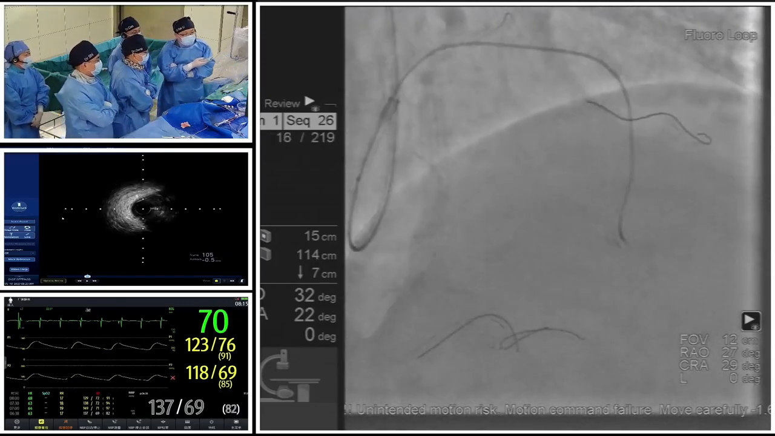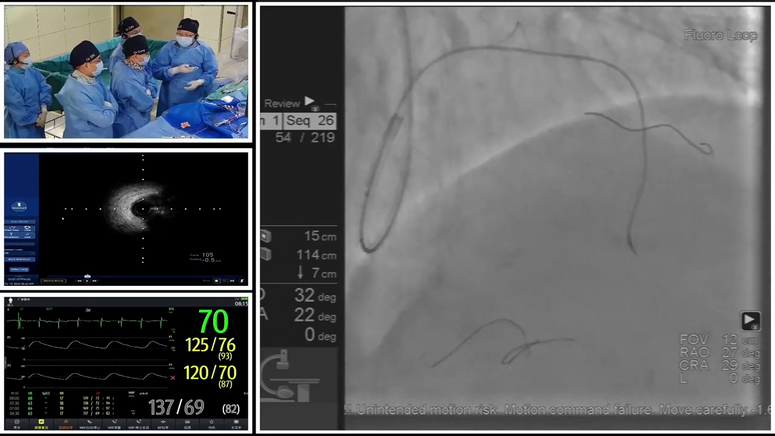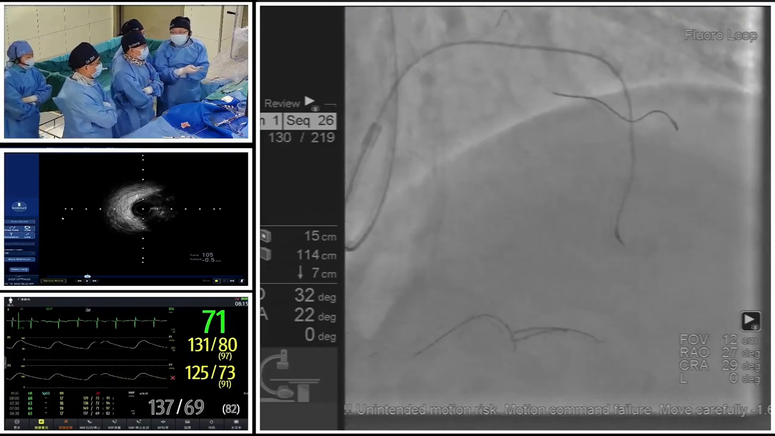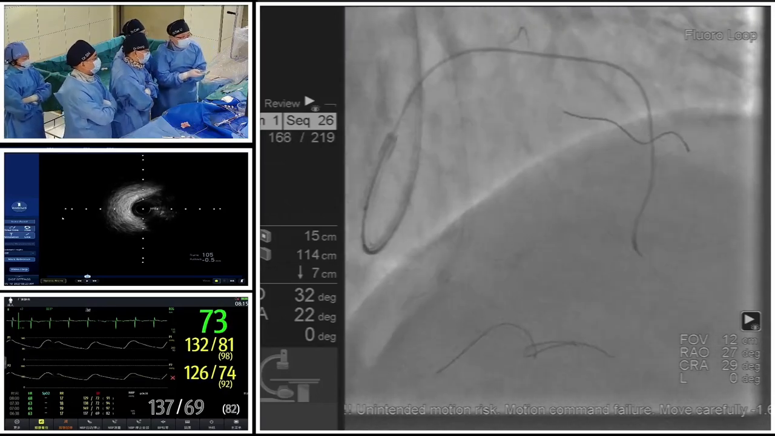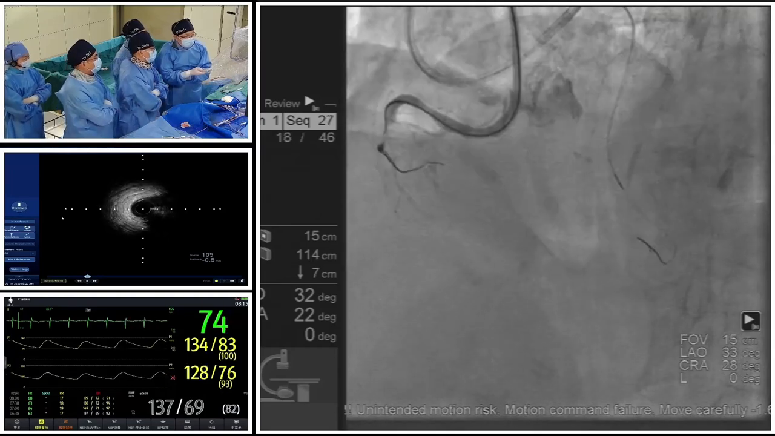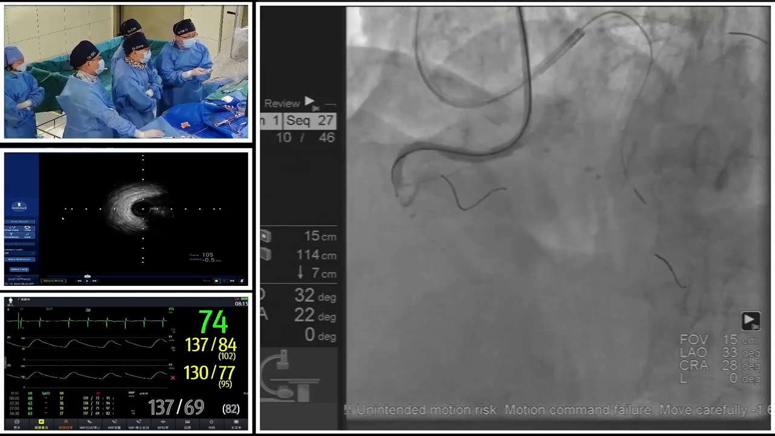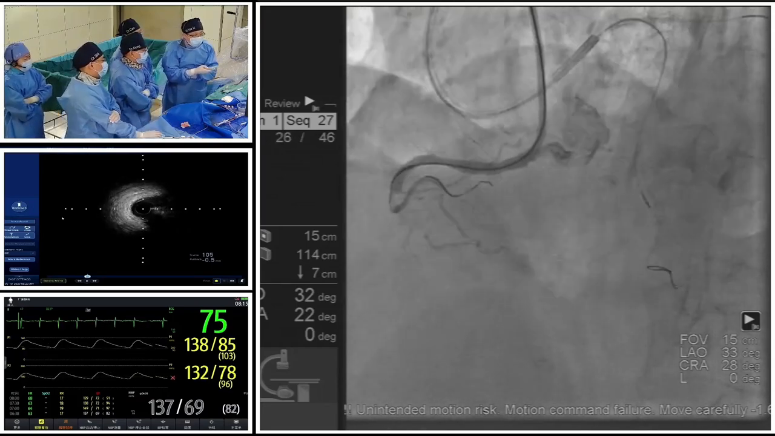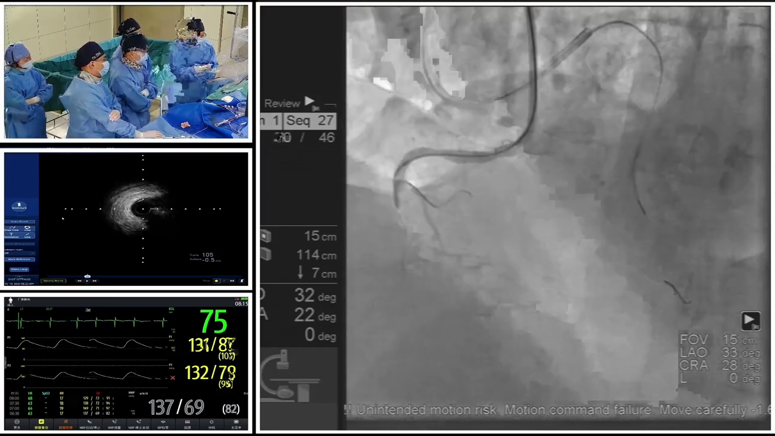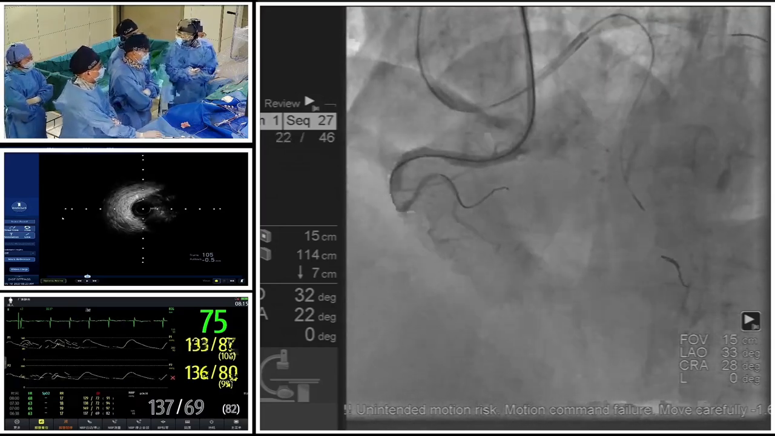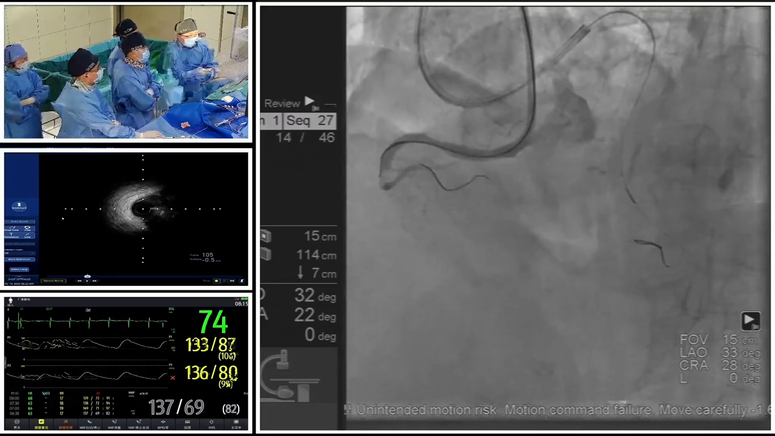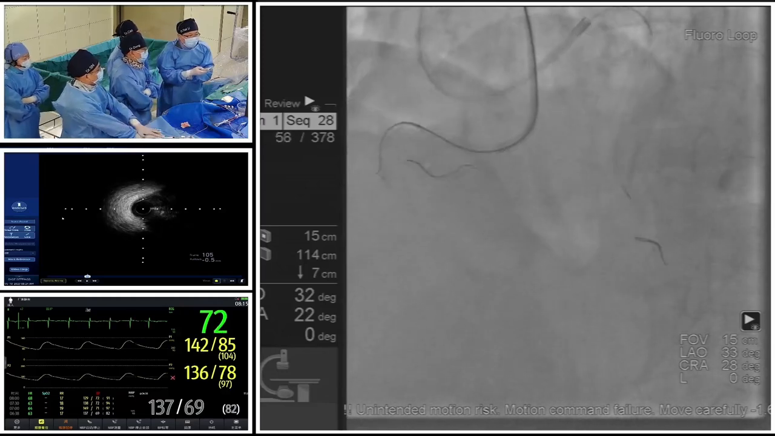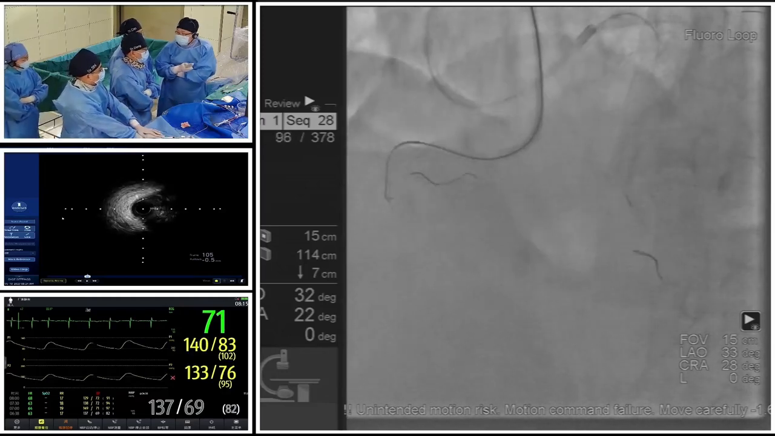So next step, we should switch to the antegrade approach. This is called the spirit of the hybrid strategy. This is the Corsair Pro, right? Okay. Here we firstly use the Gaia Sword, but the Gaia Sword couldn't be advanced in the direction of the RCA and slide to the side branch.